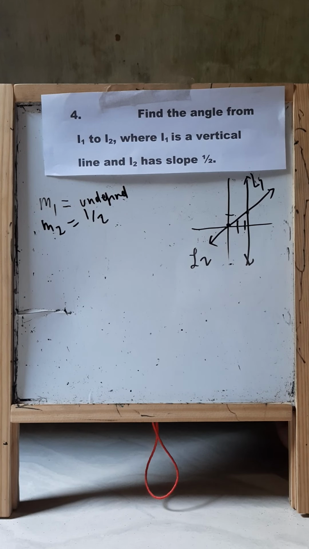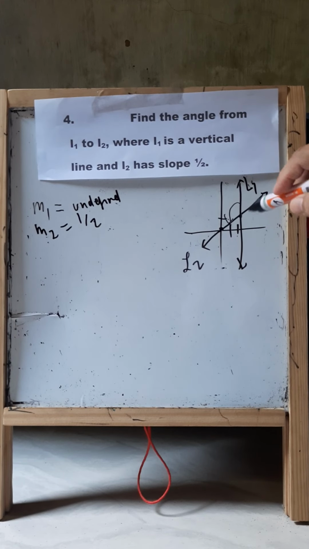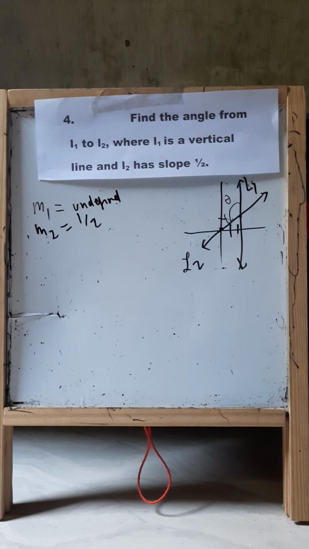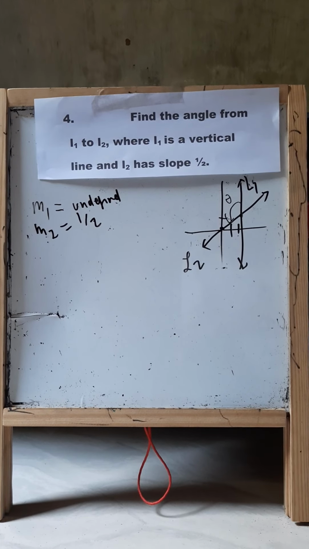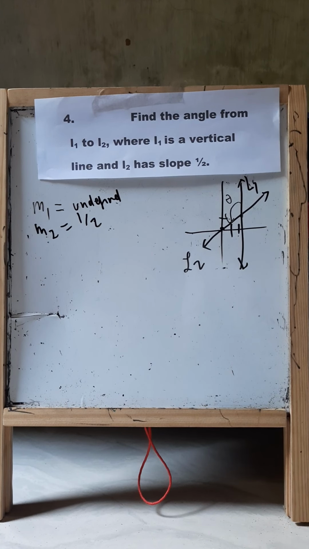Therefore, the angle formed from line 1 to line 2 is what? It's an obtuse angle. So what is the measure of this angle theta that is formed from line 1 to line 2? Line 1 is vertical, line 2 slope is 1/2. So the angle here is an obtuse angle. So let us now try to solve.